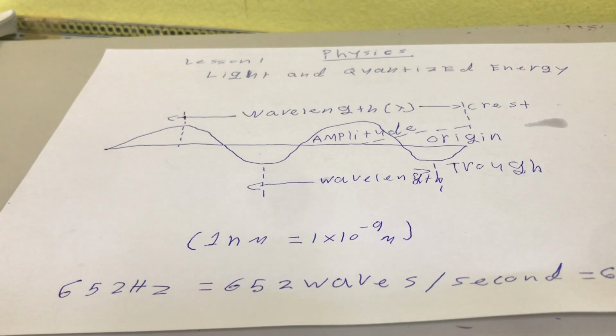So here, a particular frequency can be expressed in the following ways. 652 hertz equals 652 waves per second. Hertz, we use it when we calculate the frequency, is the same as waves per second, equals 652 per second, equals 652 s negative 1. S negative 1 is the same as 652 meters per second.